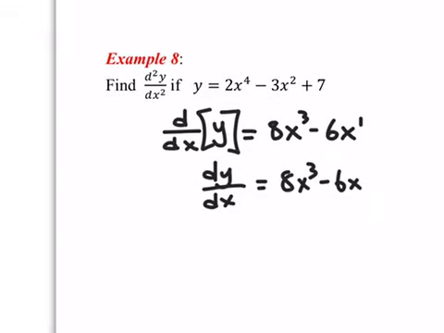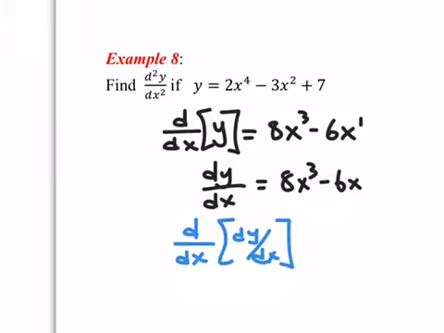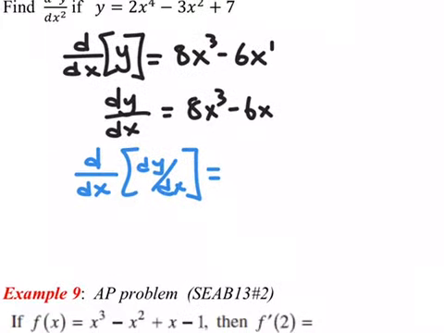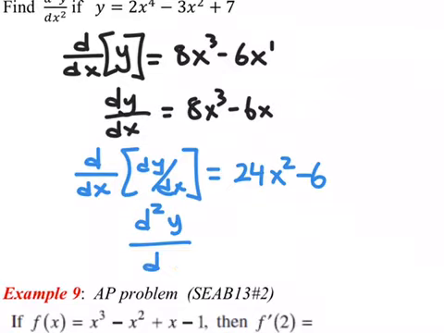Okay, now let's do the derivative again. So let's take d/dx of dy/dx. And what do we get? Well, if we take the derivative of that, we get 24x squared minus 6. So notice now we have d squared y over dx squared. Okay, and that is our second derivative.